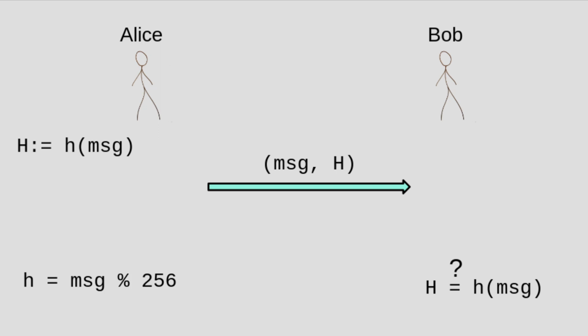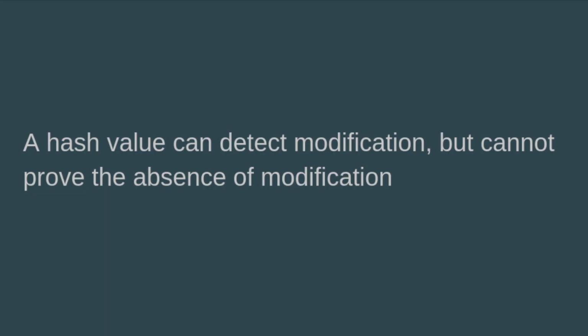For example, if the hash function is modulo 256, so for a binary value, the last byte is kept as the hash value, the attacker can easily find another message that will produce the same H, the same hash value. The attacker just has to make sure that the last byte, the least significant bits, are the same as the original message. And then Bob would never be able to detect that the attacker had in fact modified the message. So a hash can detect modification, but cannot prove the absence of modification.